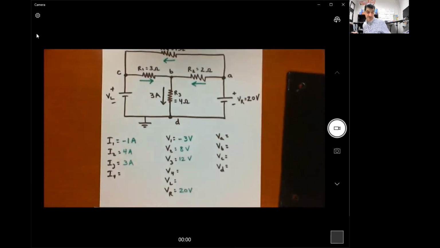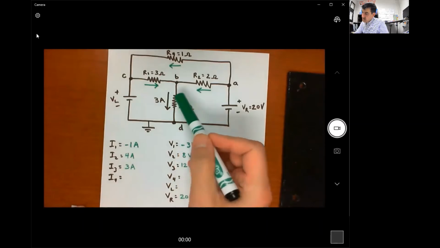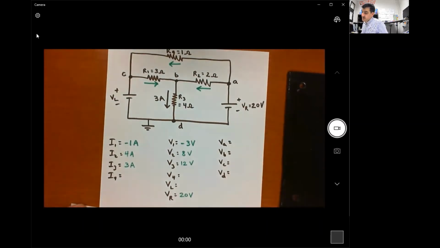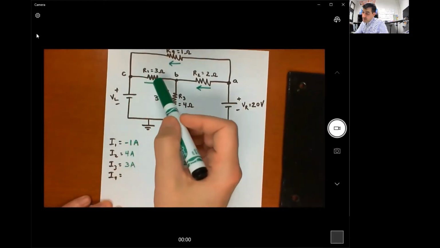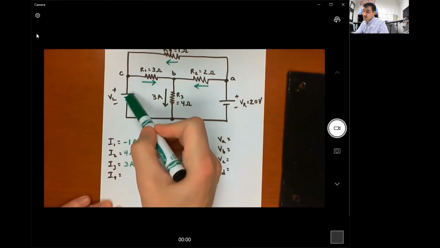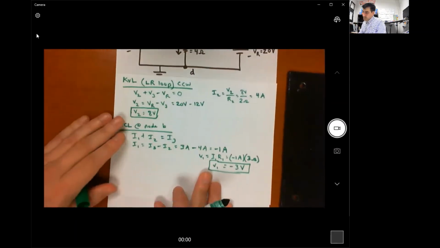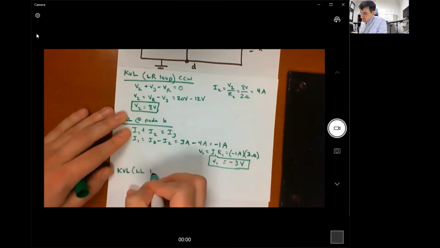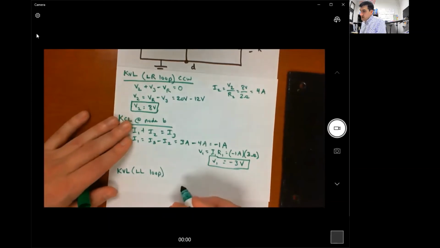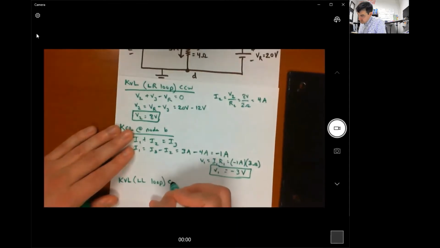So what do we want to do next? Let's see if we can find some loops or nodes. So now we know everything there is to know about this, and this, and this, and this. So the next thing I'm going to do is make a loop over here, because I know everything about this, and I don't know that. So I can write a KVL loop over here. KVL for the lower left loop. And I want to go with the arrows, so I'm going to go clockwise.